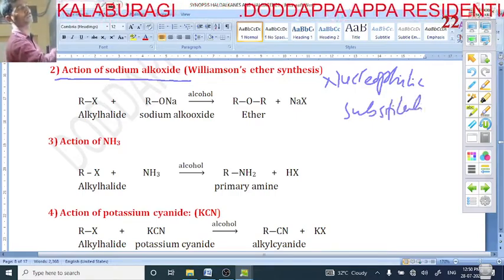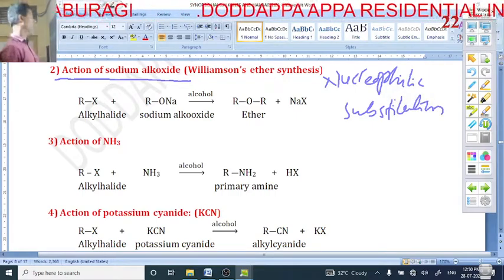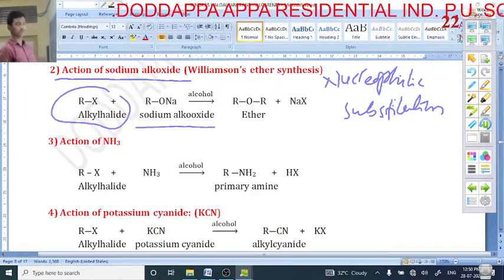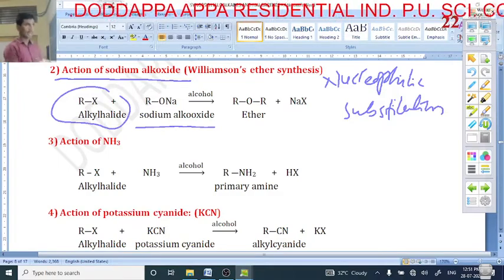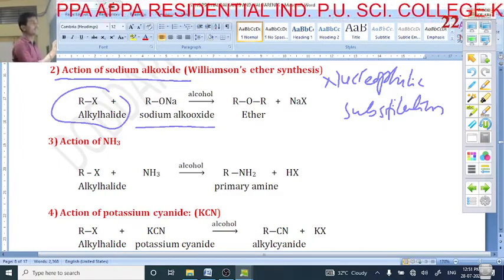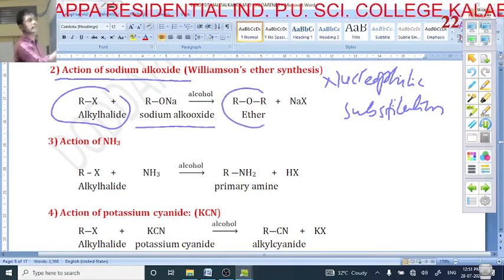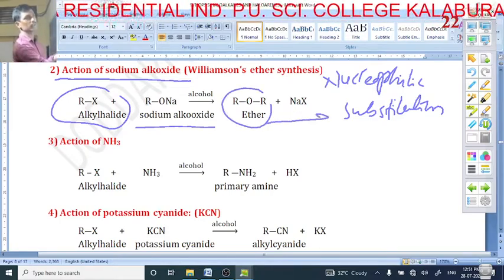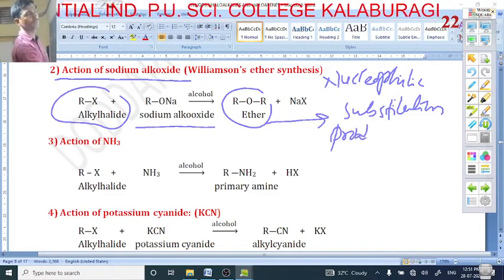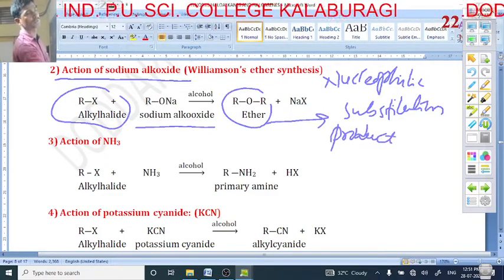Nucleophilic substitution reaction. This is an alkyl halide. This alkyl halide reacts with what? Sodium alkoxide. So what happens here? It gives an ether as a product. This ether is nothing but a nucleophilic substitution product.